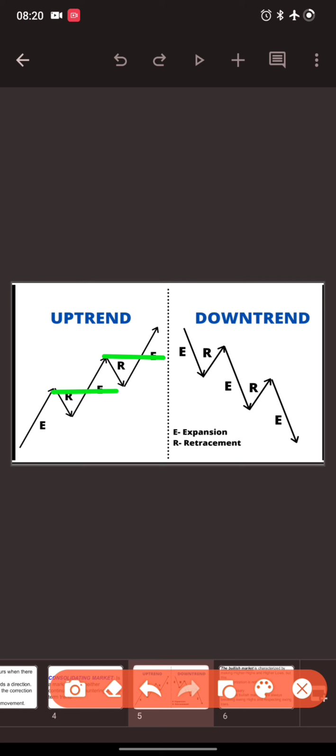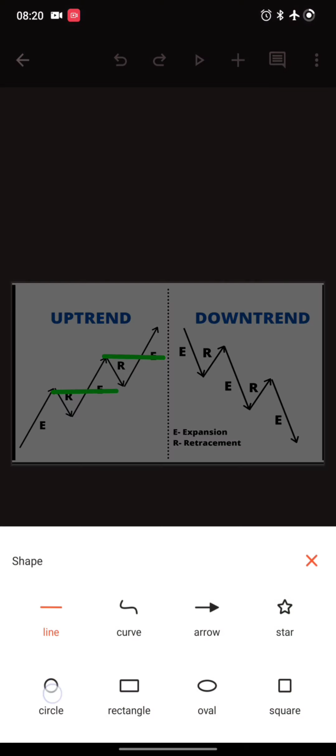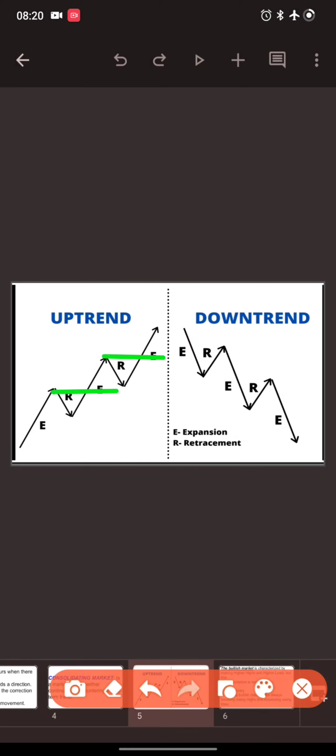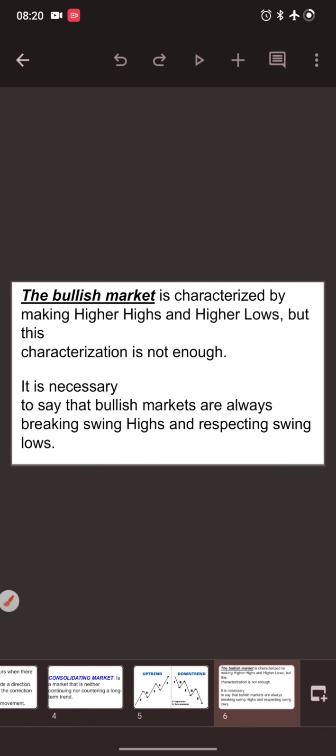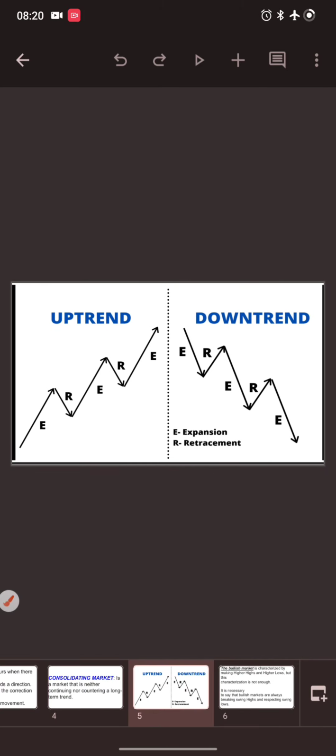But if you look below, sorry for that. If you look below, you will see that this place and this place, the lows were not taken out. That is, the lows were not broken downwards. So meaning that, as my diagram here says, swing highs are being broken. There's a break of swing high, but the swing lows are respected. That means all these lows are being left intact. Nothing is happening to them. Nothing broke them.